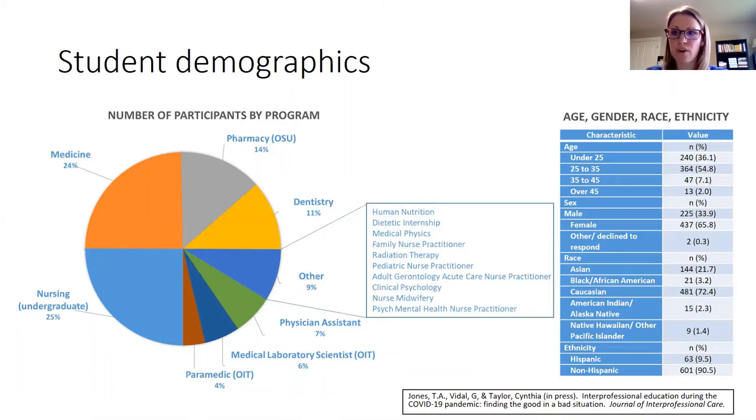And these students were all from 17 unique health professional educational programs. So as you can see here in the chart, just under 50% of our students were from undergraduate nursing and predoctoral medicine programs, so MD students. All of our students were in the first year of their respective programs, with the exception of the pharmacy students at OSU. They were second year students. Slightly over half of our participants were between the ages of 25 and 35, with the overall age range from just under 25 to just over 45. The majority of our students were female, and most of them were Caucasian. Next slide.